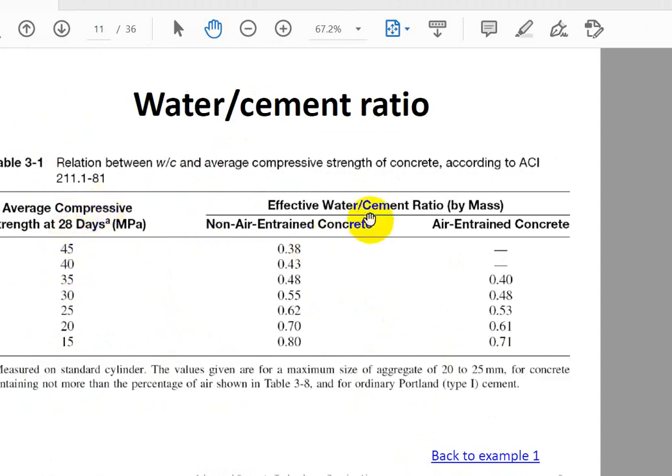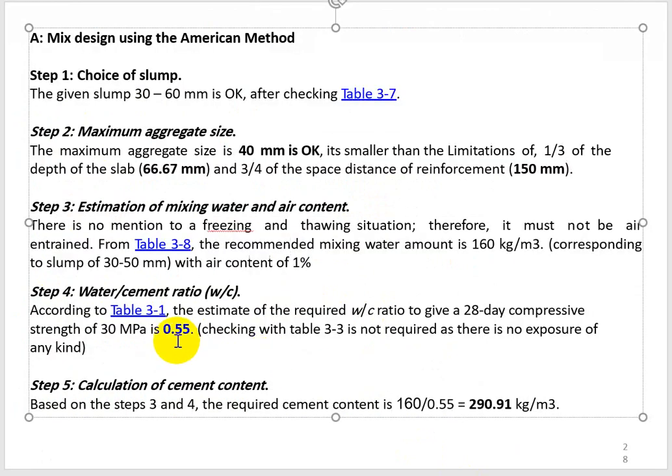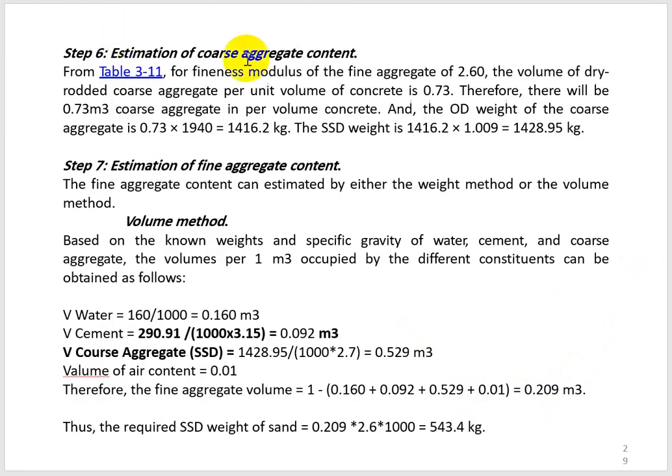So what we have is non-air entrainment, and we have 30 megapascal corresponding to 0.55. So 0.55 corresponds to a strength of 30 megapascal. And for step 5, here we have the calculation of cement content by using the information we have in step 3 and 4, dividing the water content over the water cement ratio. So we have 290.91. It's all the same as we did, so you could just do that straightforwardly.